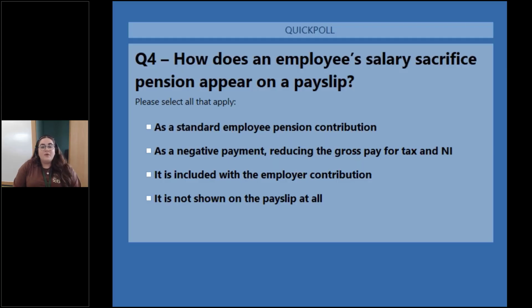And question number 4 is, how does an employee salary sacrifice pension appear on a pay slip? And again, this is a multi-select, so select all that apply for this one. Is it as a standard employee pension contribution? As a negative payment, reducing the gross pay for tax and national insurance? It's included with the employer contribution, or it's not shown on the pay slip at all? So how does an employee salary sacrifice pension appear on a pay slip?